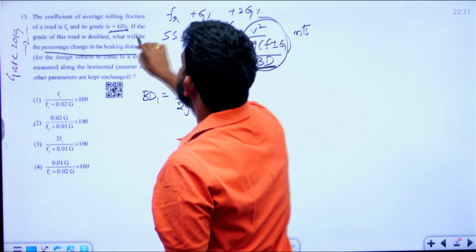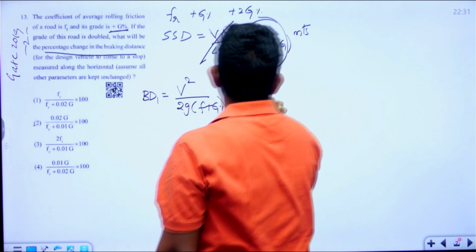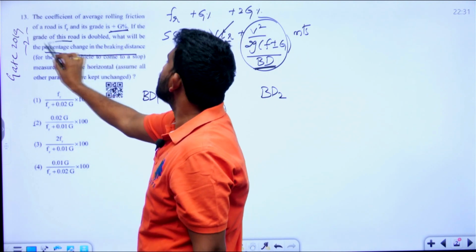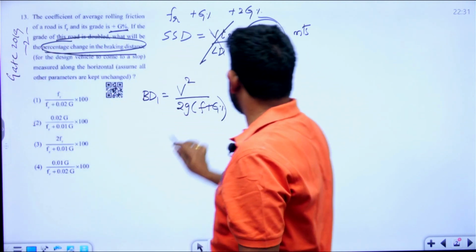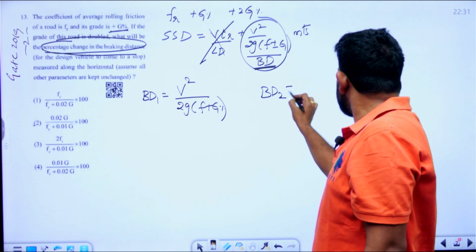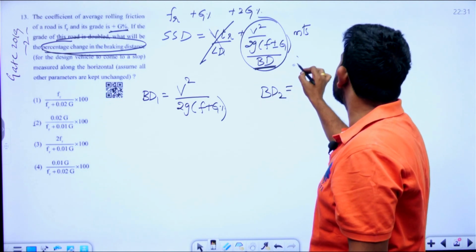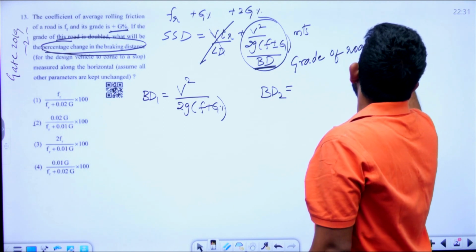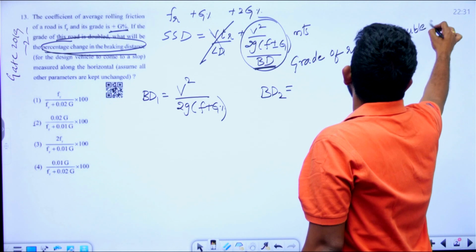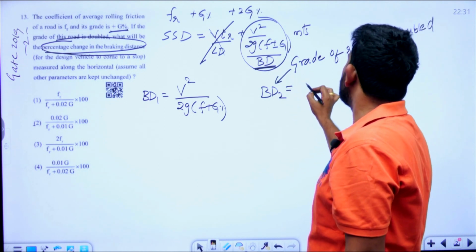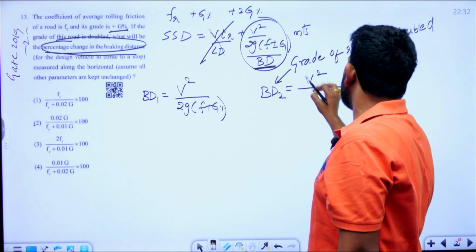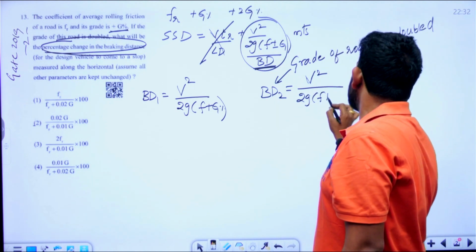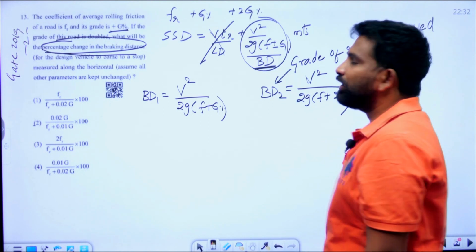Now the second thing: if the grade of the road is doubled, what will be the percentage change in the braking distance? If the grade of the road is doubled, the braking distance BD2 can be found with this formula, we just need to double the grade. That's it, very simple. So this is 2g into f plus 2G, the grade is doubled here.